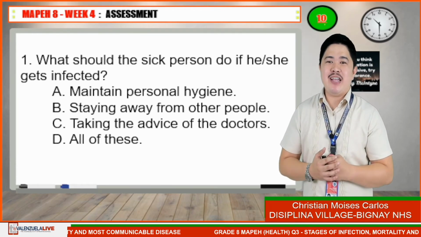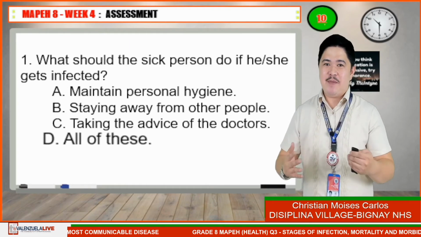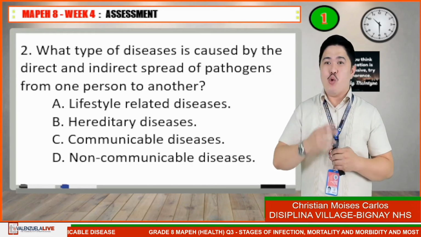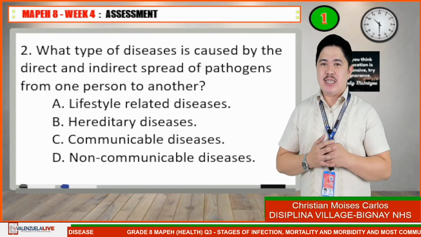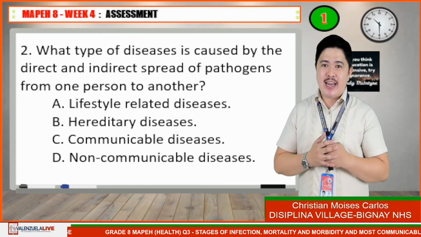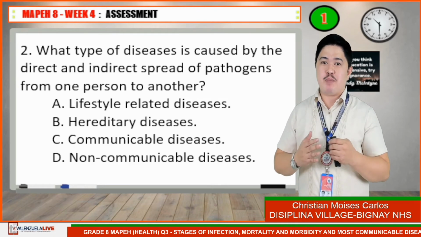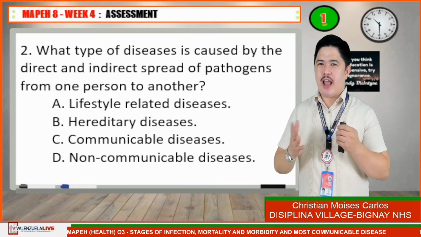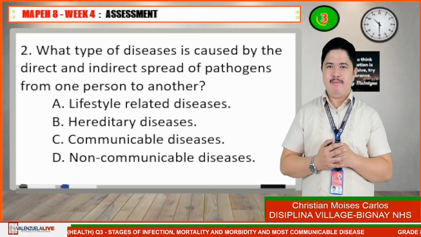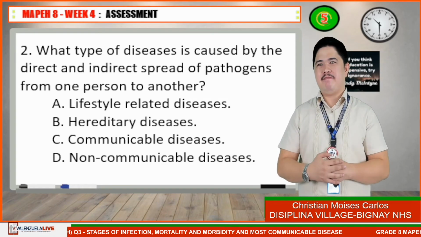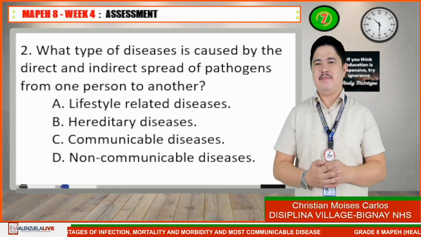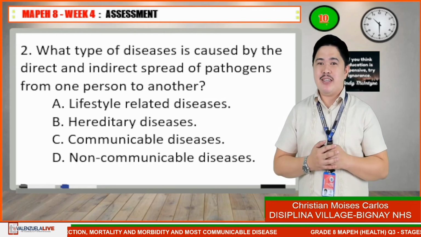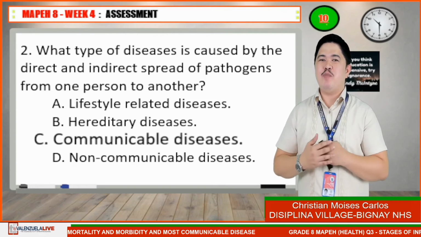Stop. The correct answer is letter D, all of the above. Number 2. What type of diseases is caused by the direct and indirect spread of pathogens from one person to another? Your 10 seconds starts. Stop. Correct answer is letter C, communicable.